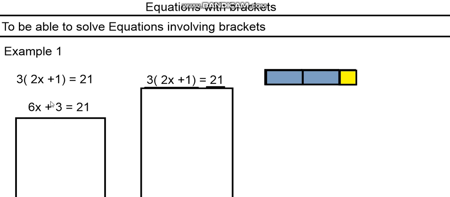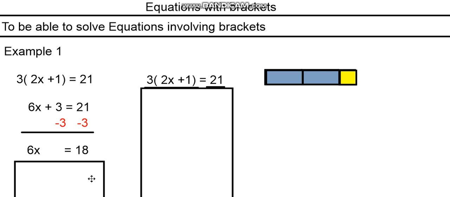Then I would carry on solving like we've done up to now. I would want to get rid of this plus 3, so to cancel the plus 3 and get it down to 0, I need to subtract 3, but to balance that out I need to do that to both sides. So I've got subtract 3, subtract 3. We've got 6x, and we're not adding or subtracting anything, so it stays as 6x. 3 take away 3 goes to 0, and 21 take away 3 goes to 18. So I'm left with 6x equals 18.